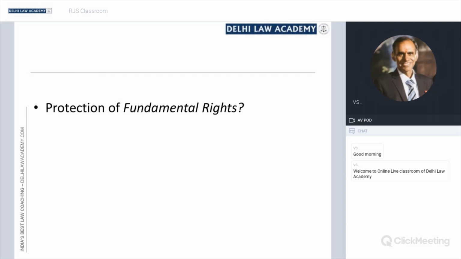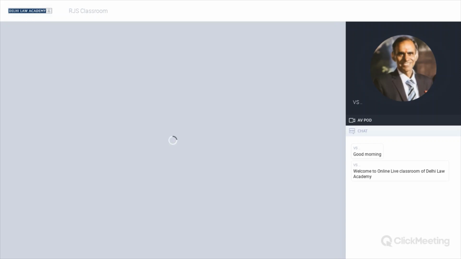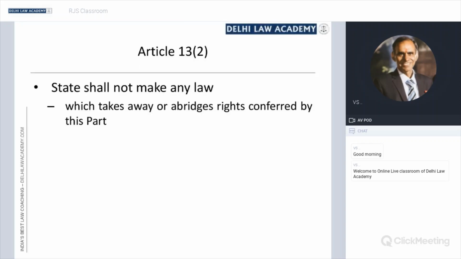Why are we putting this question? What is the protection available to them otherwise? The protection to fundamental rights is contained in Article 13. For our purpose, Clause 2 is relevant, which says, the state shall not make any law which takes away or abridges rights conferred by this Part.